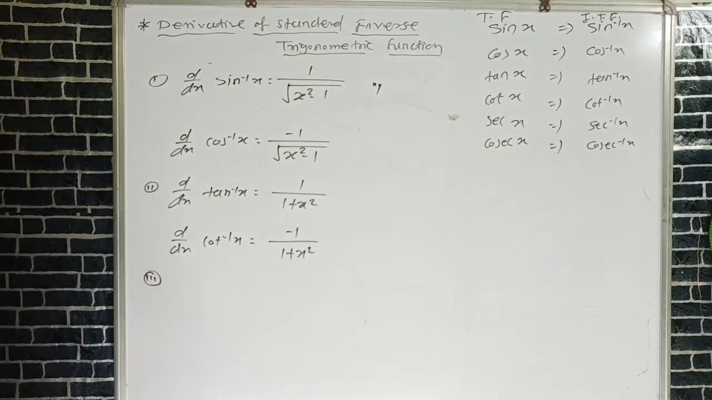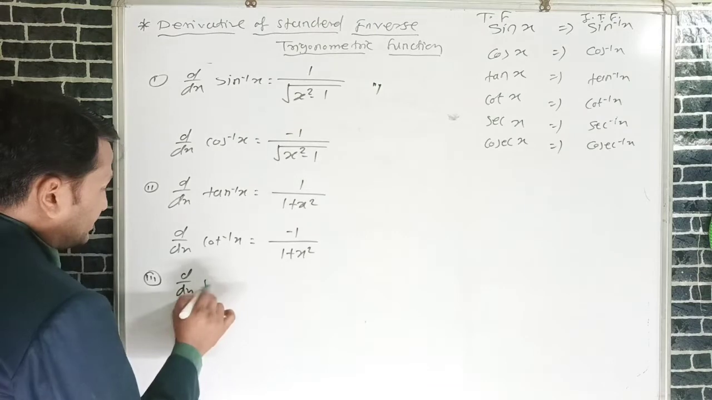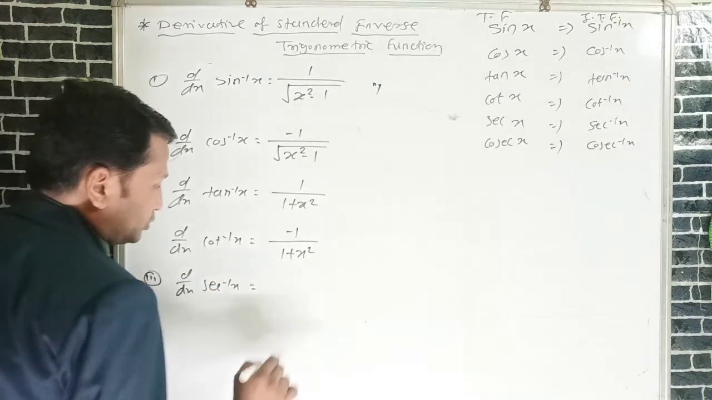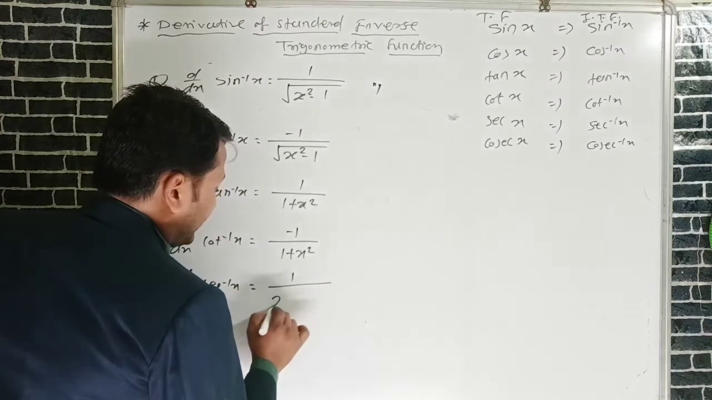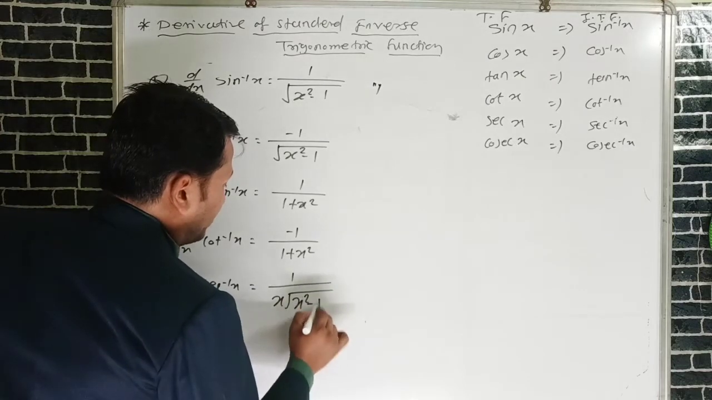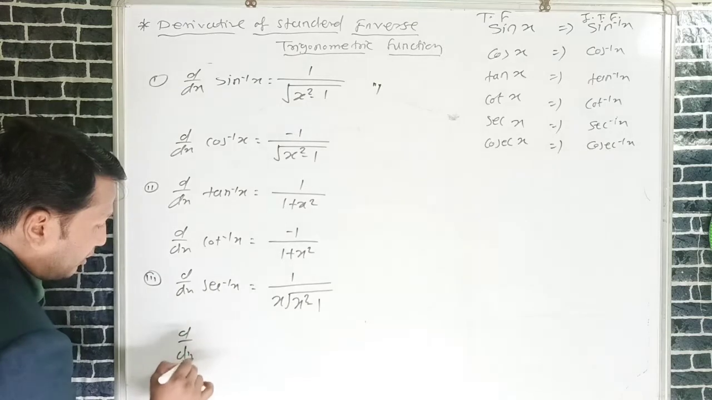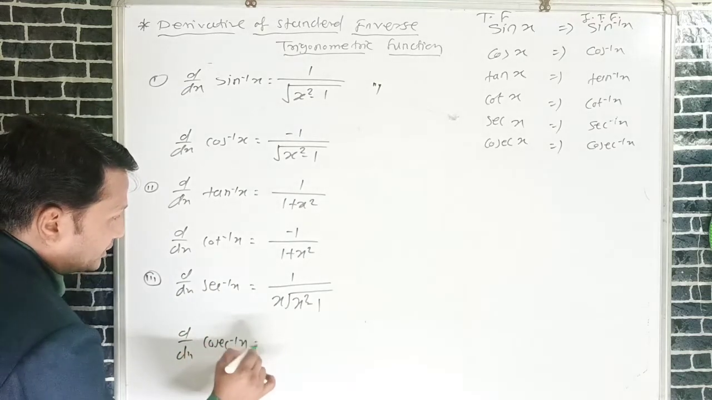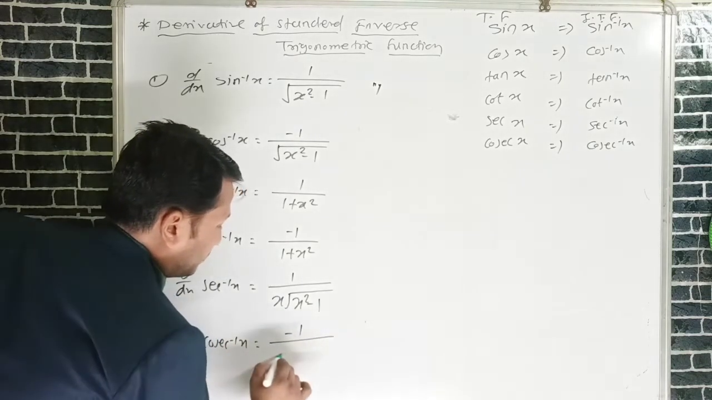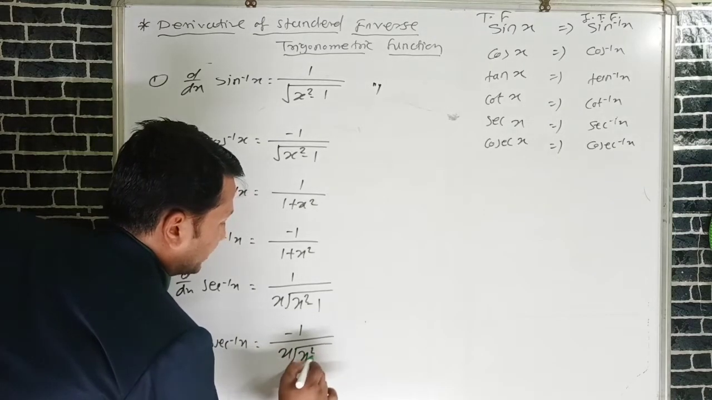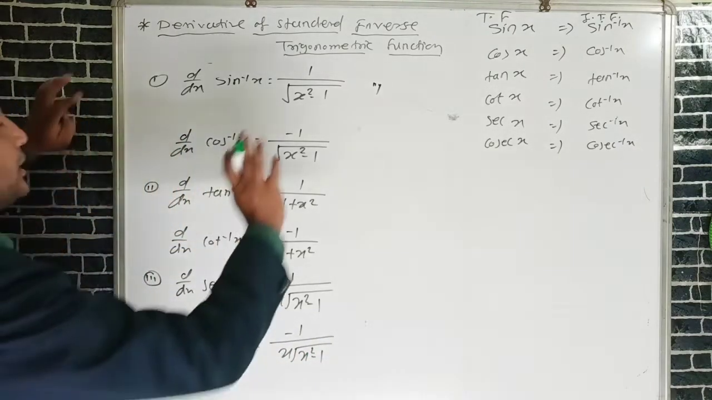After that, the remaining two functions, sec and cosec. We know that the derivative of sec inverse x is equal to 1 upon x under root of x square minus 1, and the derivative of cosec inverse x is equal to minus 1 upon x under root of x square minus 1. Sorry, here one correction.